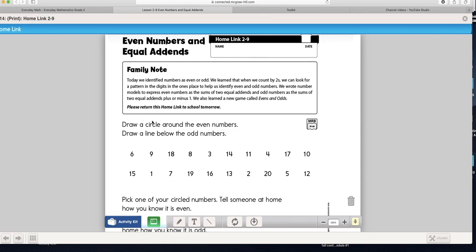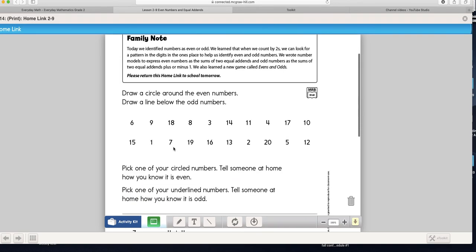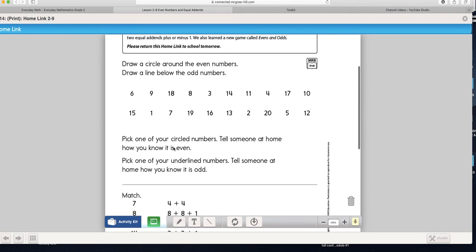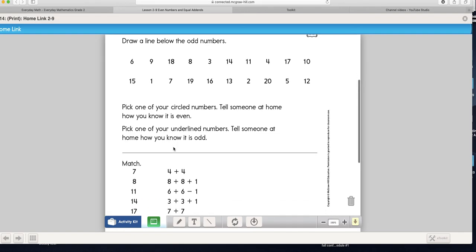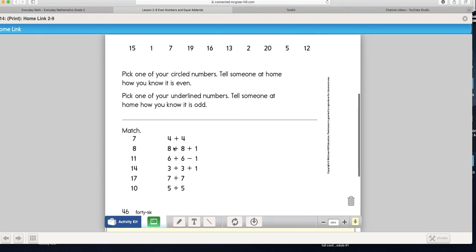Now, for your homework tonight, there's 2 parts to this direction. The first thing is you're going to draw a circle around the even numbers, and then you're going to draw a line under the odd numbers, okay? So here are all the numbers that they give you. And you'll just have to decide if it's even or odd. If it's an even number, you will circle it. If an odd number, you will draw a line under it. Then, after you do that part, down at the bottom, you can pick one of your even numbers, tell somebody at home how you knew it was even, tell somebody at home how you knew it was odd.